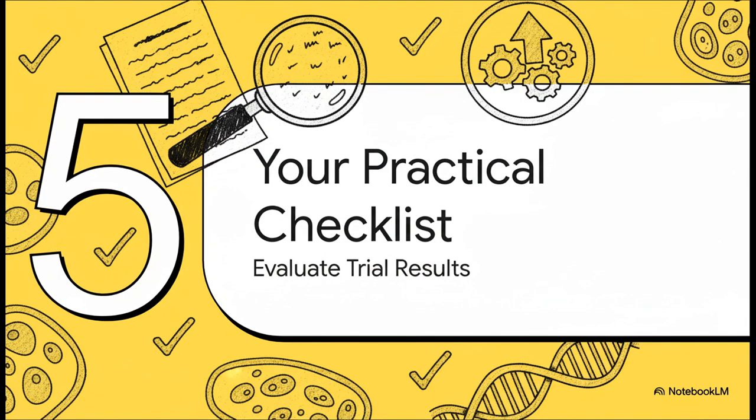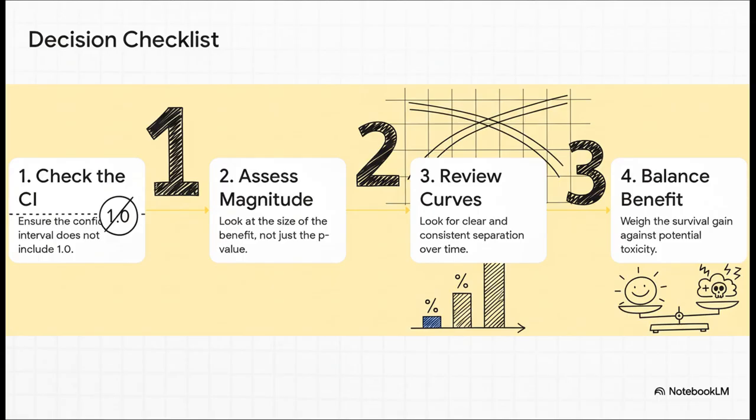So now let's put this all together into a simple checklist. This is something you can actually use anytime you come across a news story about a clinical trial. Think of it as your go-to guide for cutting through the noise. 4 simple steps. That's it. Number 1, the very first thing you look at is that confidence interval. Does it stay completely on one side of 1.0? Number 2, assess the size of the benefit. Look at that risk reduction. A 30% reduction is a lot different than a 5% reduction, right? Don't just look at the p-value.